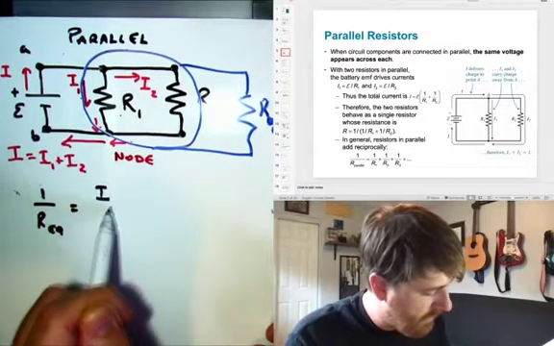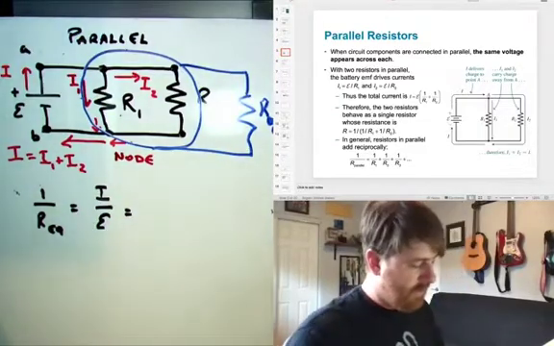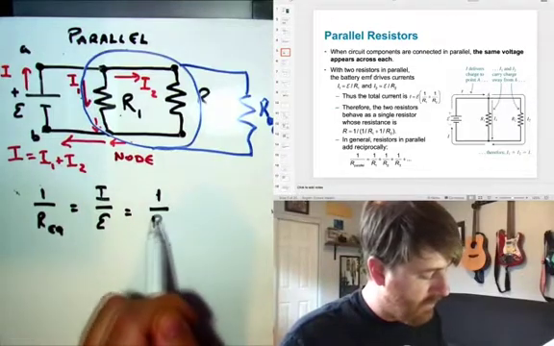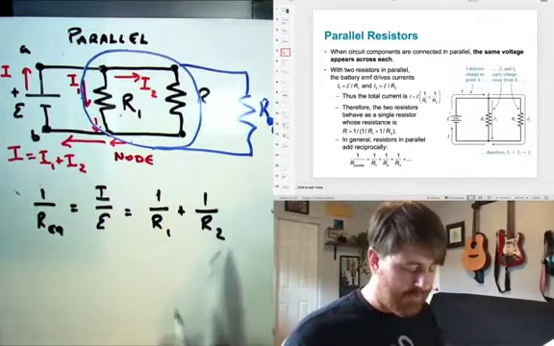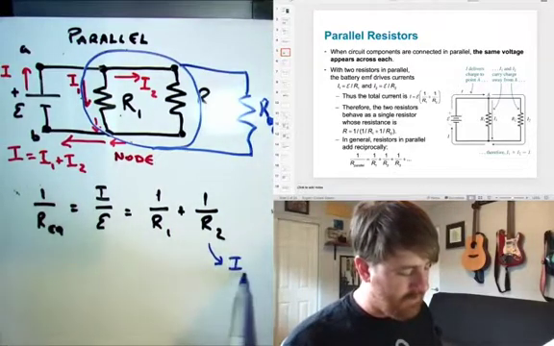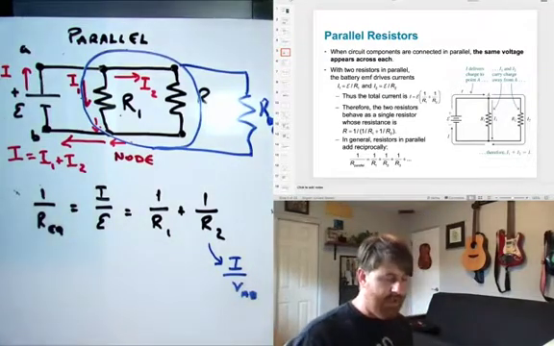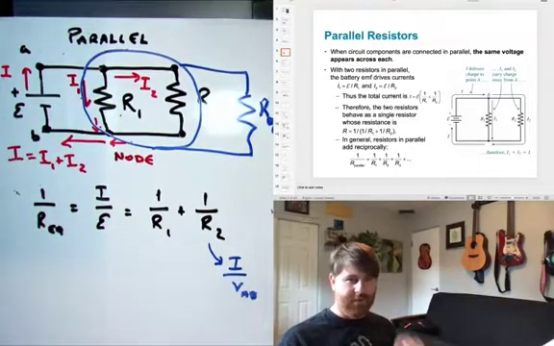I divided by E is 1 divided by R1 plus 1 divided by R2. And that's because this is I divided by VAB. Okay? And VAB is the same for each of these. So now we do have a common denominator, and we can just add these.